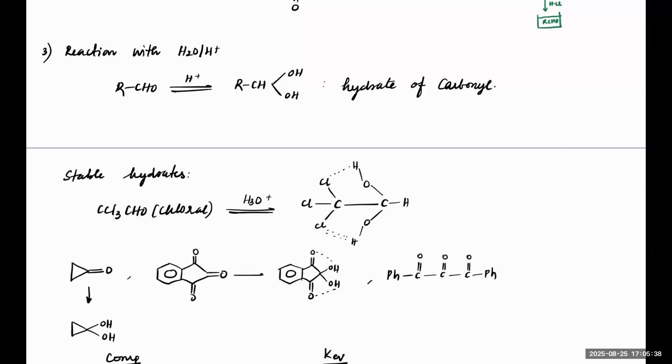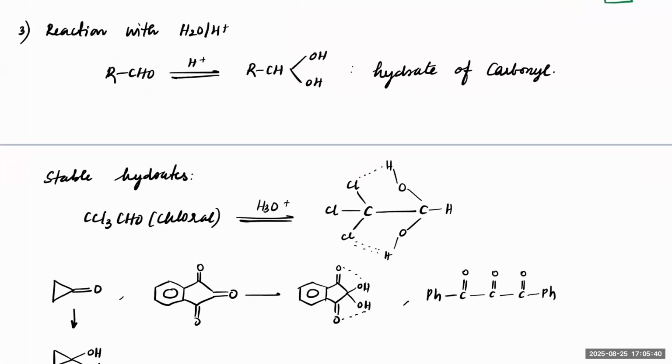Next, reaction with water. What happens in acidic aqueous solution? So check. If you have an aldehyde that reacts with H plus, you will get a hydrate of the carbonyl group. What is a hydrate of a carbonyl group?